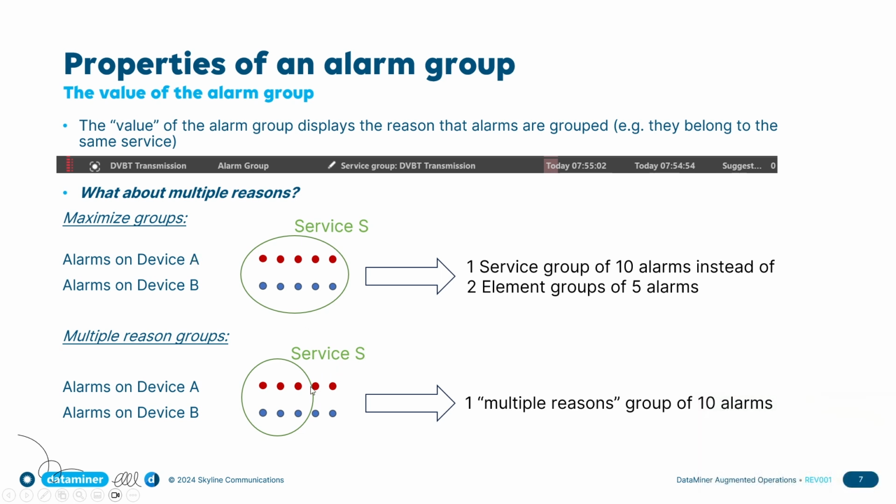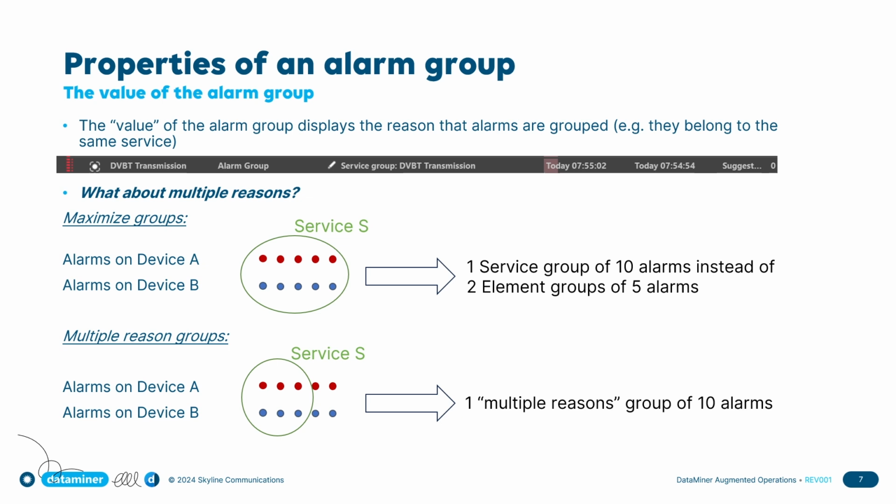Right? So what's going to happen is these 2 alarms will also be added to the group. On top of that, we also have these 2 blue alarms. Again, based on the element grouping strategy, they should belong to the same group as those 3 blue alarms. So again, we add them to the group, which results in one single group of 10 alarms. Now, what's the reason here for grouping? You can't really say that this group is a service group, right? Because we also used element information. And you can also not say that it's an element group because, well, we also used service information. So in this case, we use the label multiple reasons group, right?